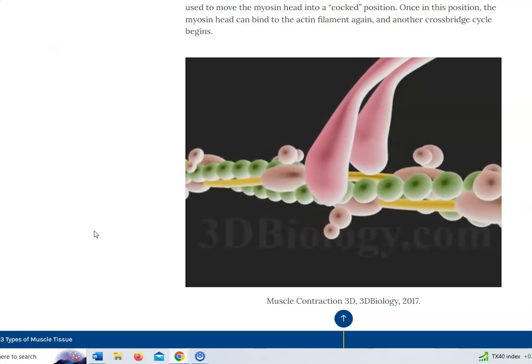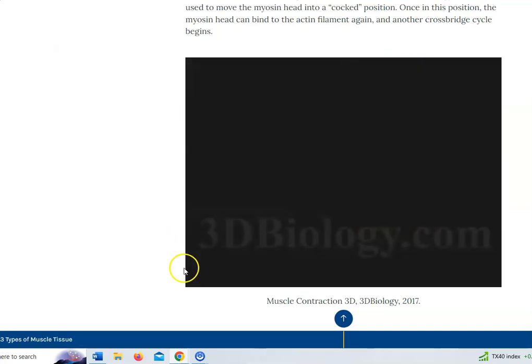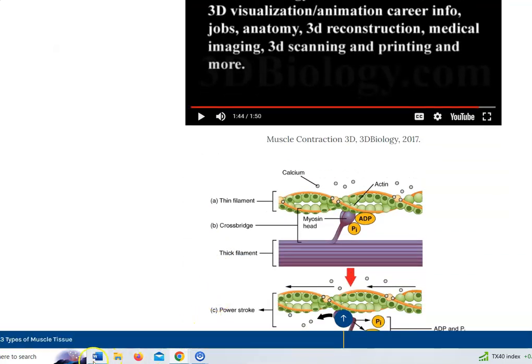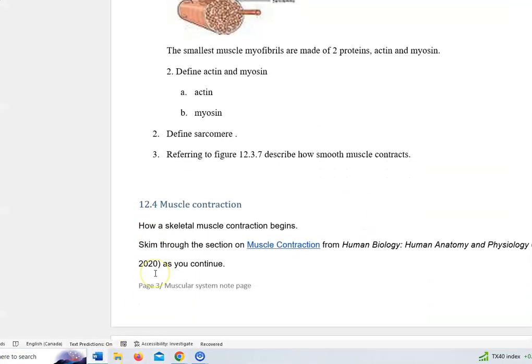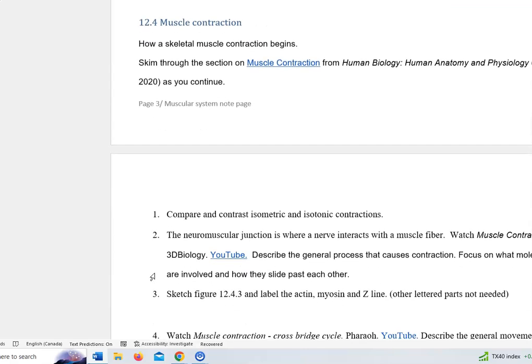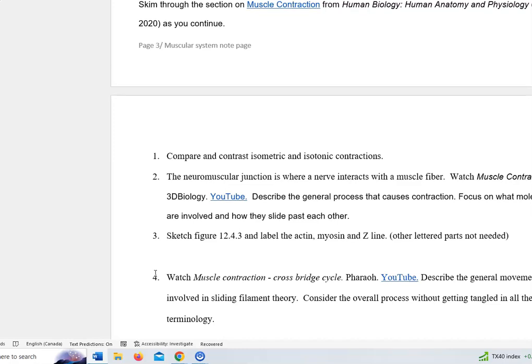Good, and now we watch it slowly with no sound. There we go. Okay, so that gives you the idea of what's going on. So when we go to our note sheet, the note sheet is talking about muscle contractions.